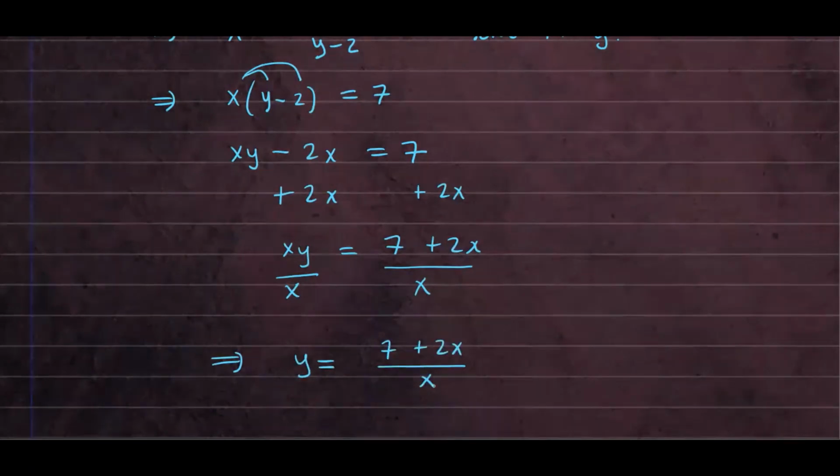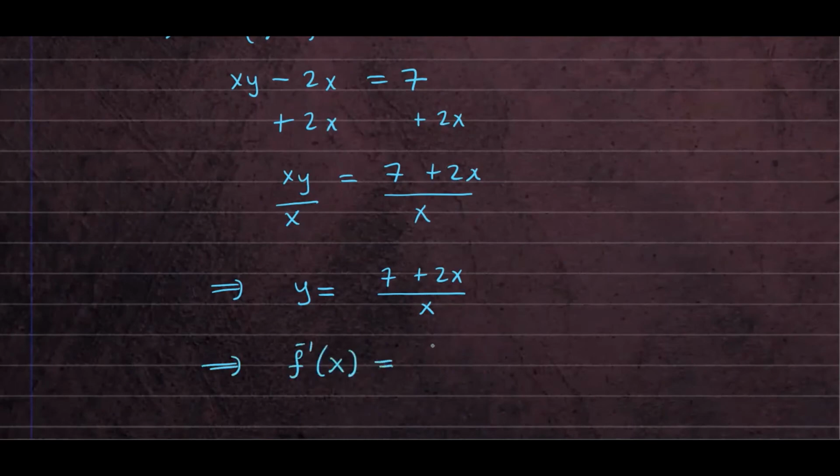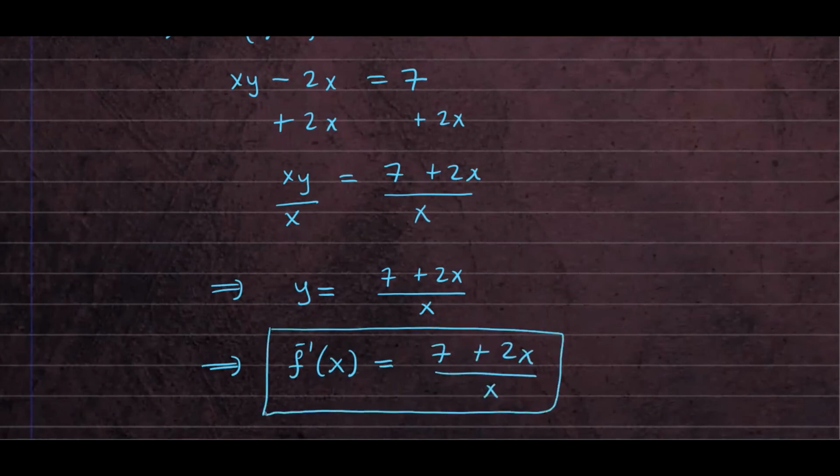That's what y is. Now again, we rewrite y as the inverse function. So therefore, we have f inverse of x is equal to 7 plus 2x over x. That is the formula for the inverse function. If you need to review how to find the inverse function, feel free to watch another video that I have created so that you know how to find this formula. Now let's carry on with what we're after.